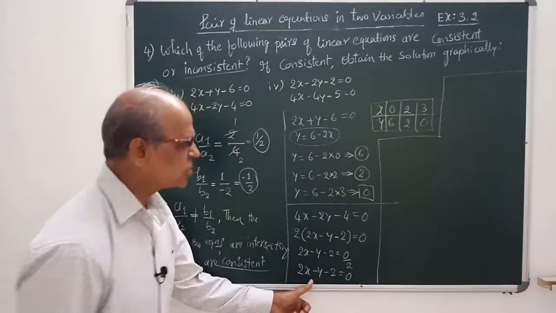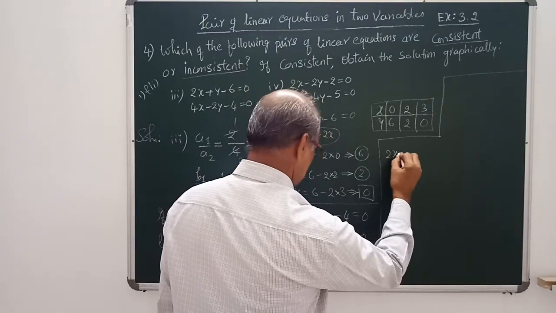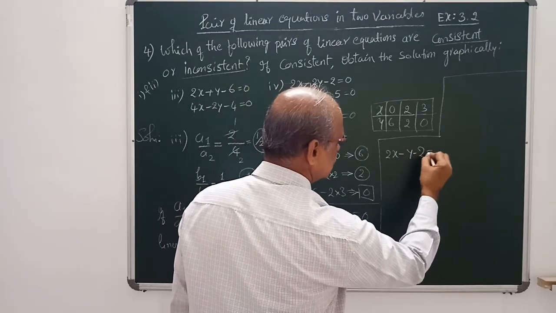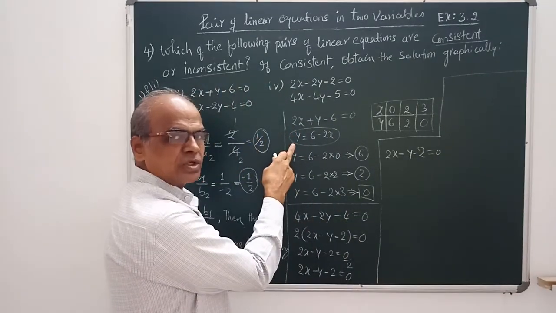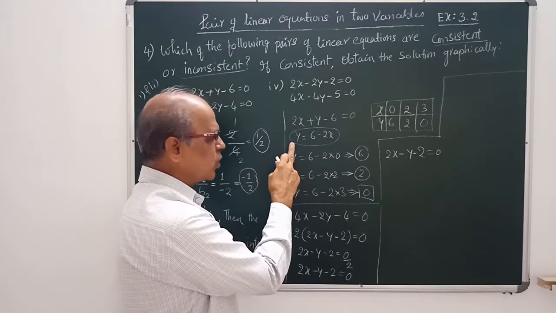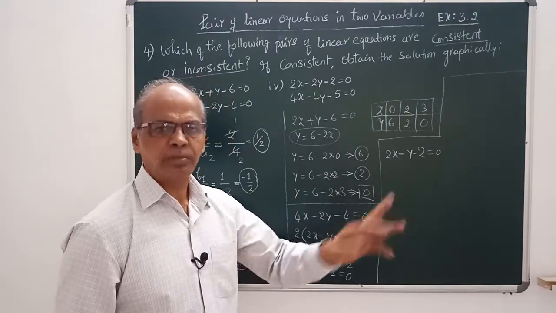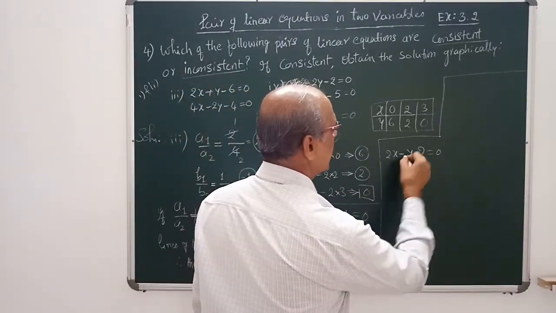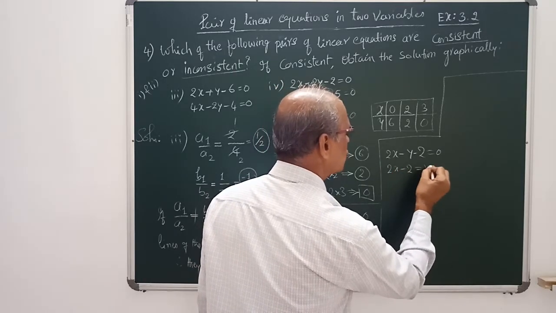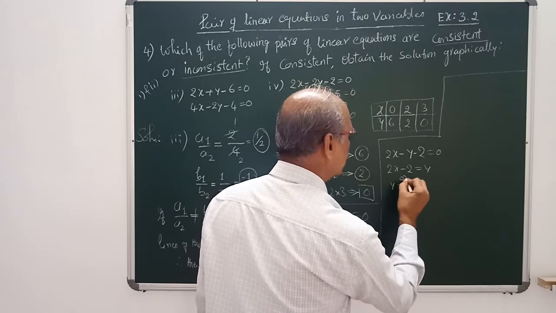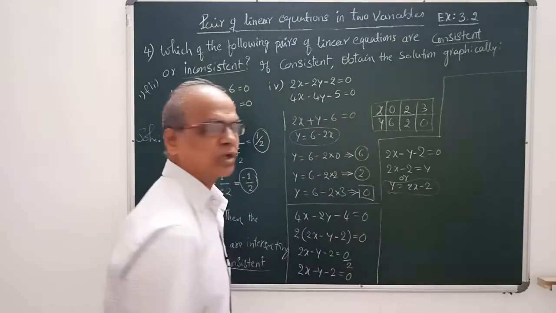See here, this equation 2x minus y minus 2 is equal to 0. I have repeated it here. Because we took y as the subject in the first equation, even in the second equation the subject has to be kept as y only. So when y goes to the RHS it becomes plus. So 2x minus 2 is equal to y, or y is equal to 2x minus 2. This is the equation for calculation purposes.